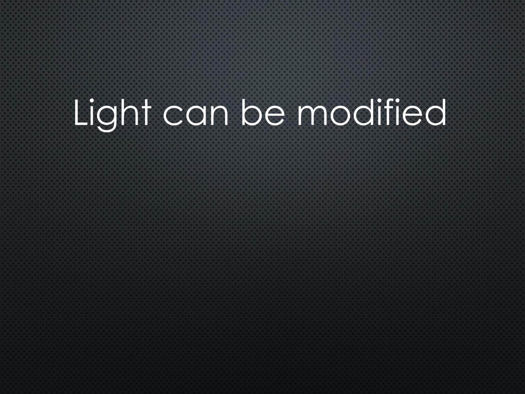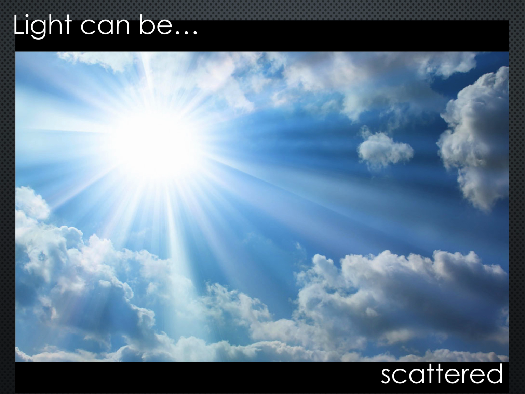Light can be modified. It can be scattered, for example. Here we have the sun, which travels through about 100 miles worth of atmosphere. Moisture, dust particles, and the higher wavelengths of light are the first to get blocked, and they get scattered around. And a high wavelength of light is blue, and that's why the sky is blue. You also see a little bit of rainbowing here as the light's getting split up as well.